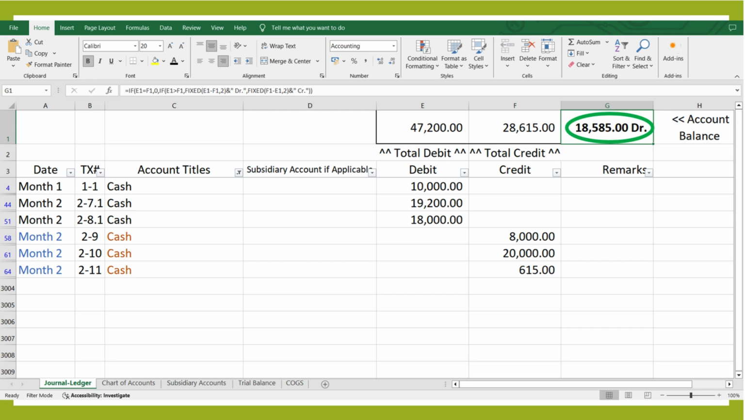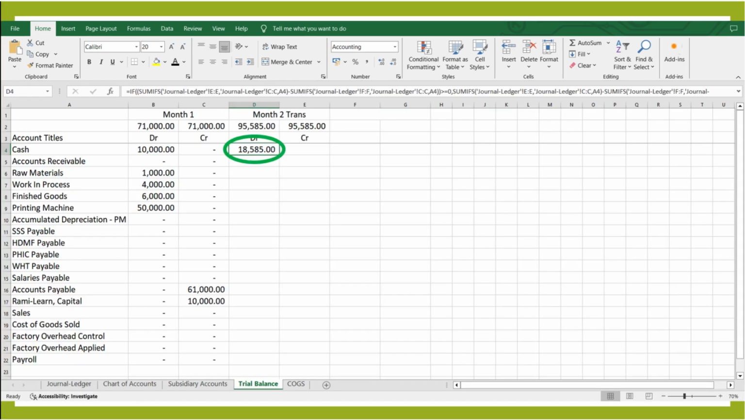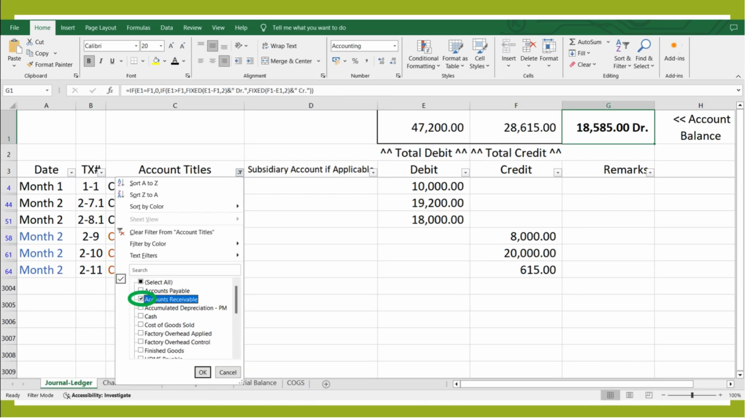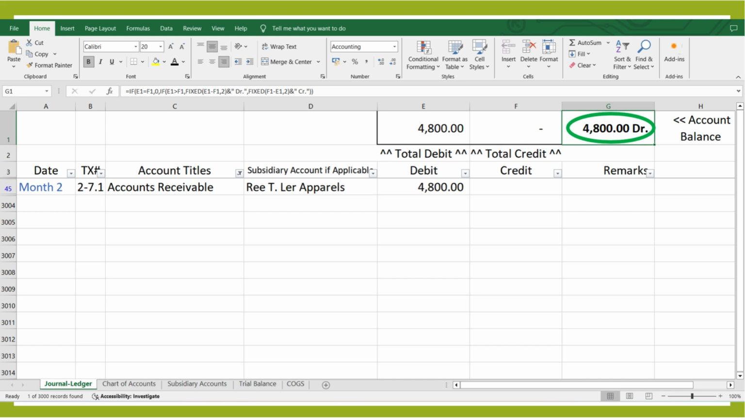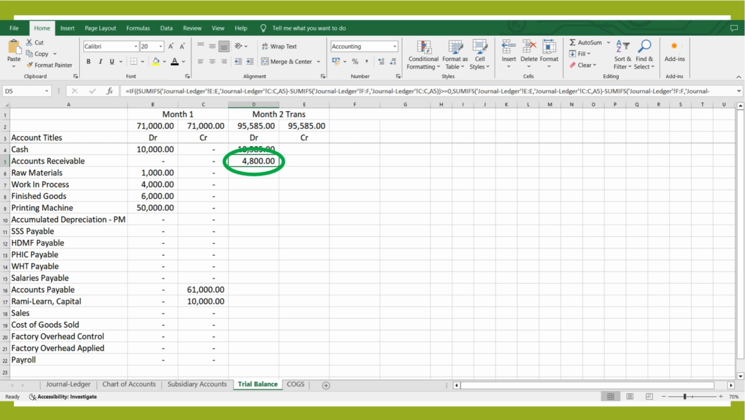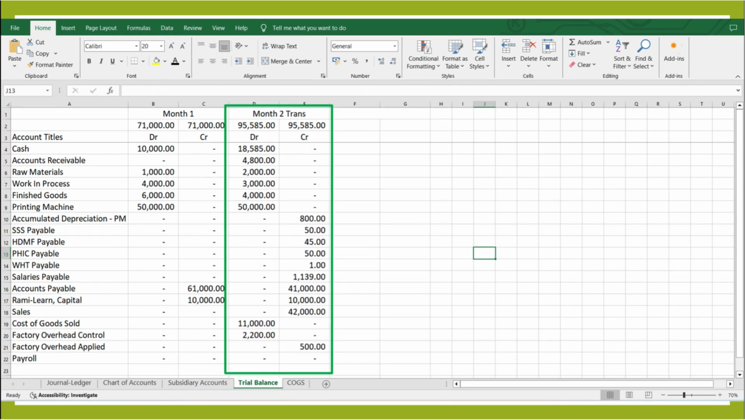The trial balance is a summary of all the ledgers we have created. Here is the cash ledger balance of 18,585 pesos as shown in the trial balance. Do the same for accounts receivable and each of the other account titles until the trial balance is complete. Once the trial balance is complete, we can identify the key balances needed to complete our statement of cost of goods sold.